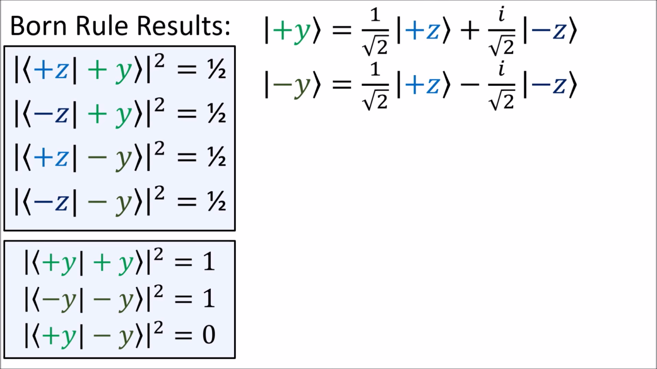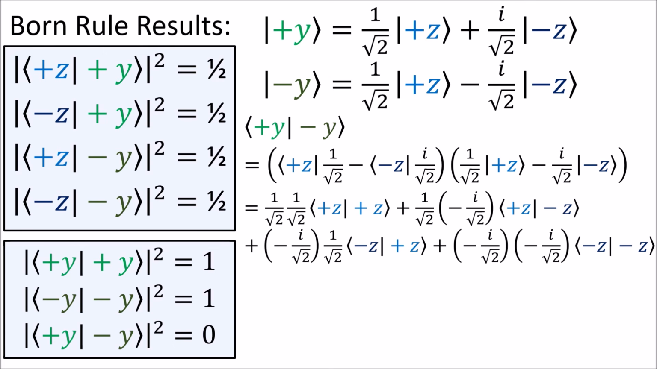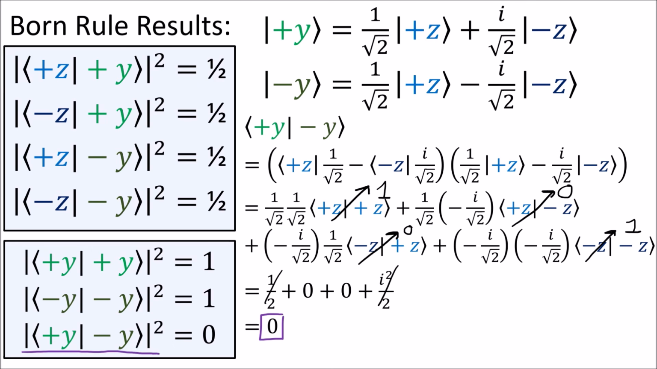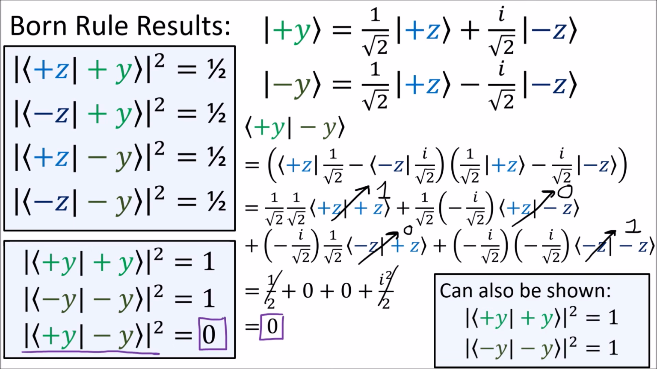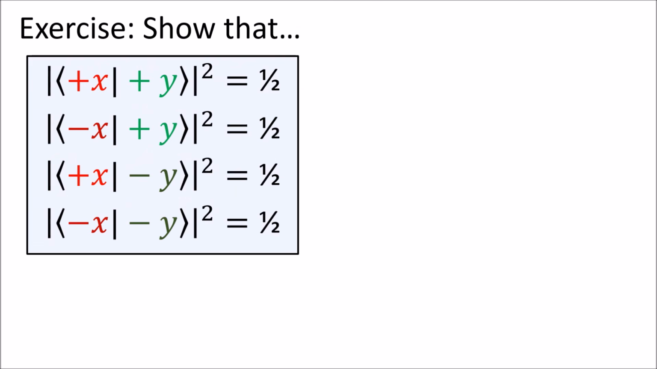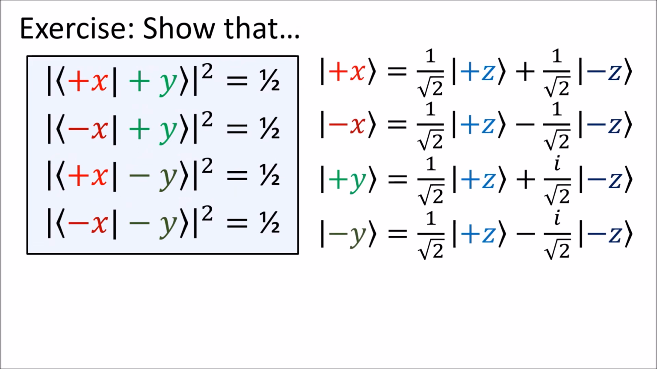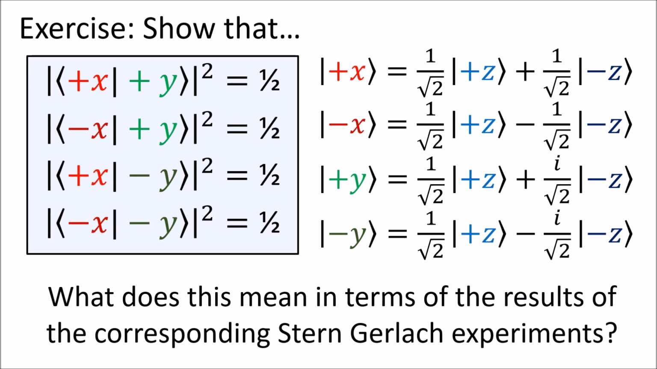This also ensures that the plus y and minus y states are orthogonal, with an inner product of 0, and also ensures their magnitudes are 1. As an exercise, you can check that the inner product of one of the x states with one of the y states always gives a squared magnitude of 1/2. And you can also think about what this means in terms of the results of the corresponding SG experiments.